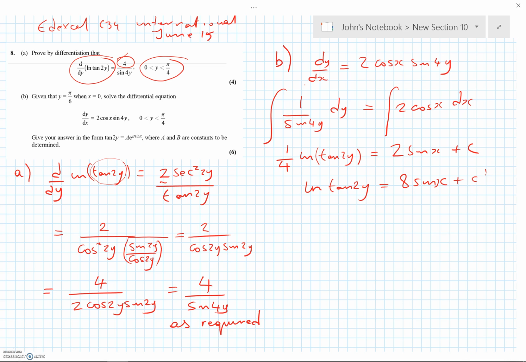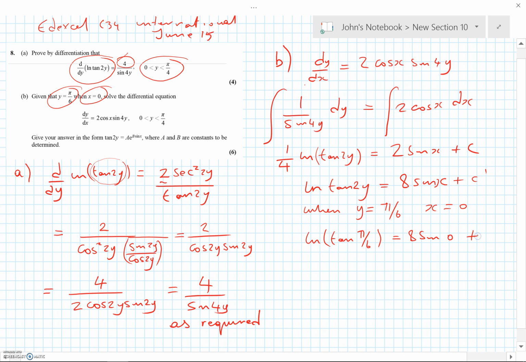Okay, now we're told that when y is pi by 6, x is 0. So when y equals pi by 6, x equals 0. So we have ln tan pi by 6 is equal to 8 sine 0 plus c dash. Ln of tangent pi, it's not pi by 6, is it? Because it's double pi by 6, so that's pi by 3. The tangent of pi by 3 is the square root of 3. Ln root 3 is c dash.